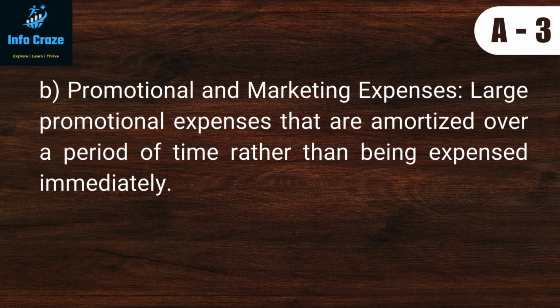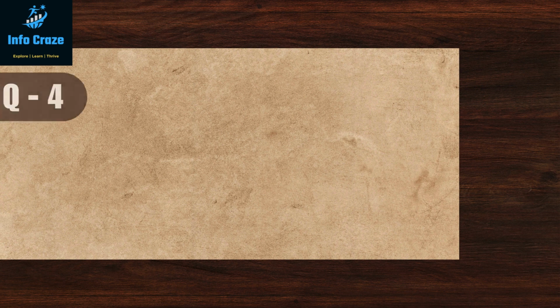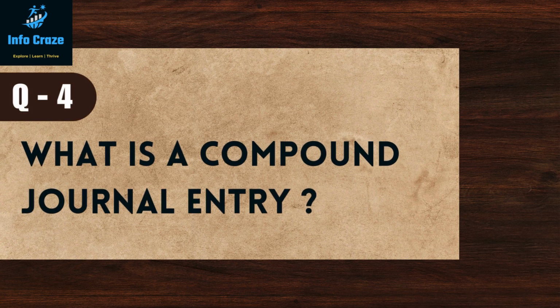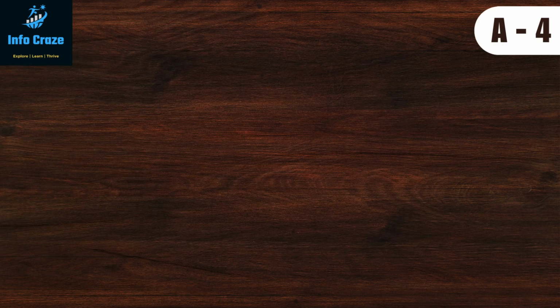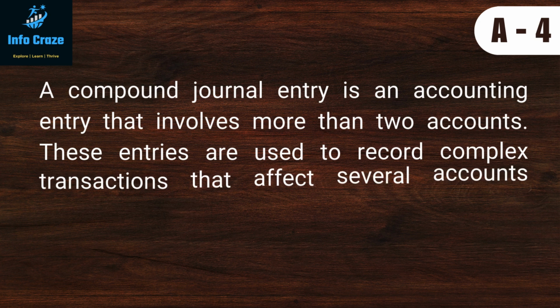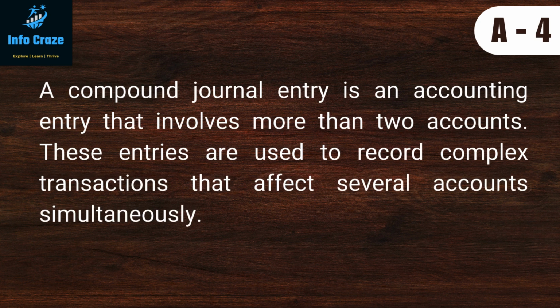The next question. Question 4. What is a compound journal entry? A compound journal entry is an accounting entry that involves more than two accounts. These entries are used to record complex transactions that affect several accounts simultaneously.